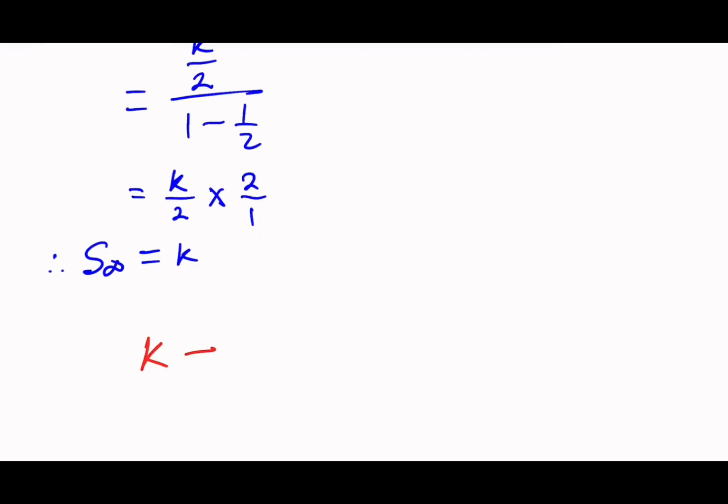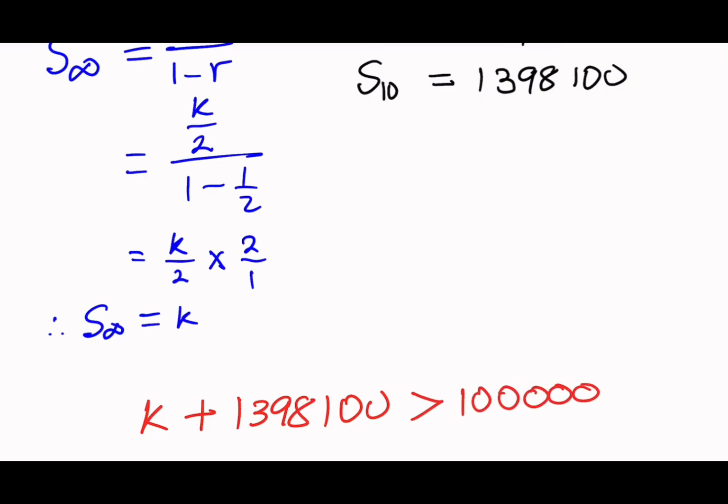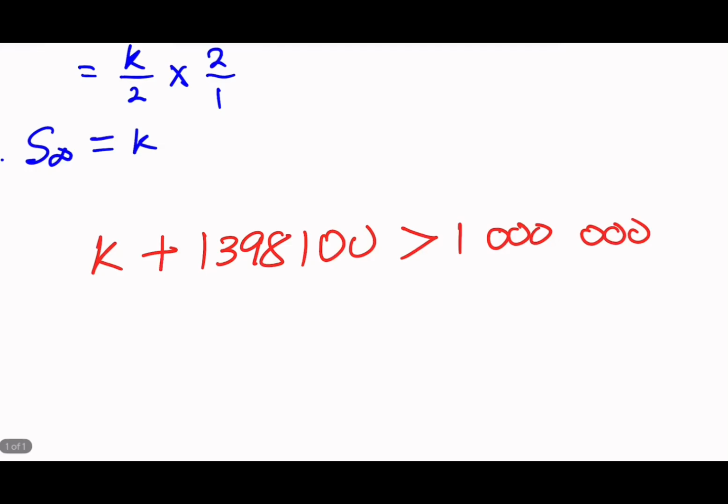So if I take the k from the sum to infinity, and I take the 1,398,100, and that's supposed to be greater than 1 million. I wrote that million very weirdly. Typically, you want 3 zeros together and the other 3 zeros together. That's just easier to read. Okay, so you're looking for this, and you want k plus this number to be greater than that. And this is a simple thing to solve.